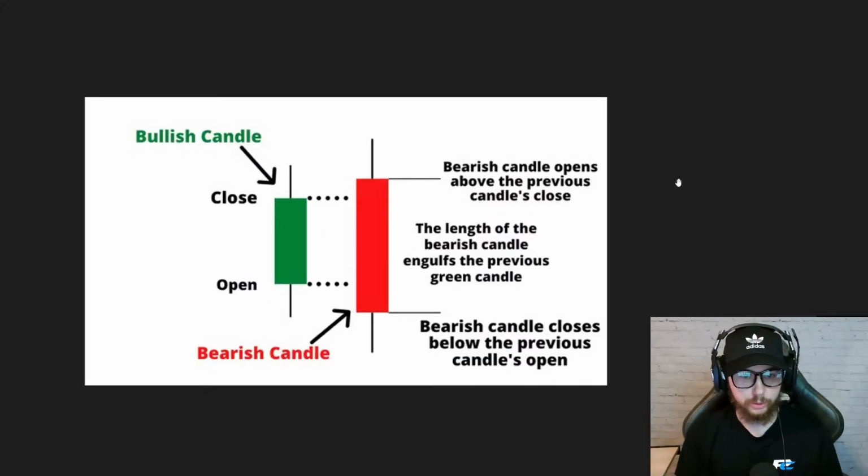The bullish candle opens and the bullish candle closes. So it opens at the bottom, closes at the top, has a wick up and down. It's the same thing as the bullish candle, but in this case, the sellers took over. So now this is a bearish engulfing candle. So the red candle opens above the previous close of the green candle, and then the length, the totality of the body completely engulfed that green candle.